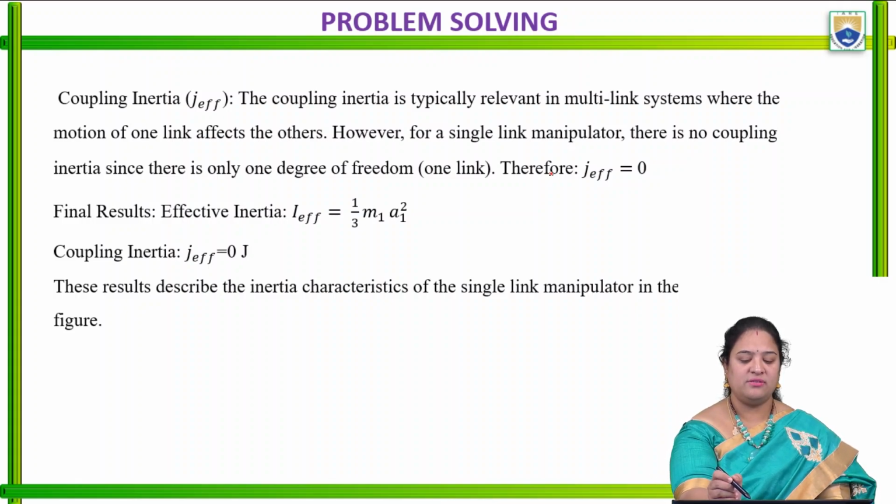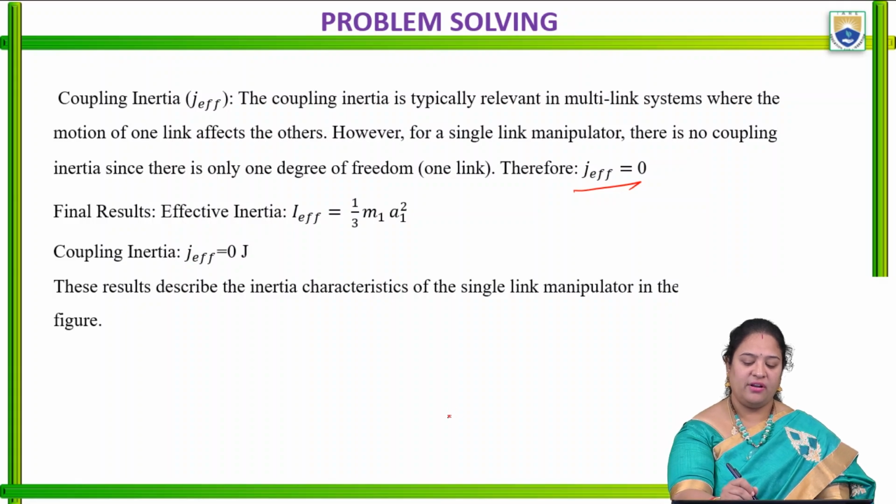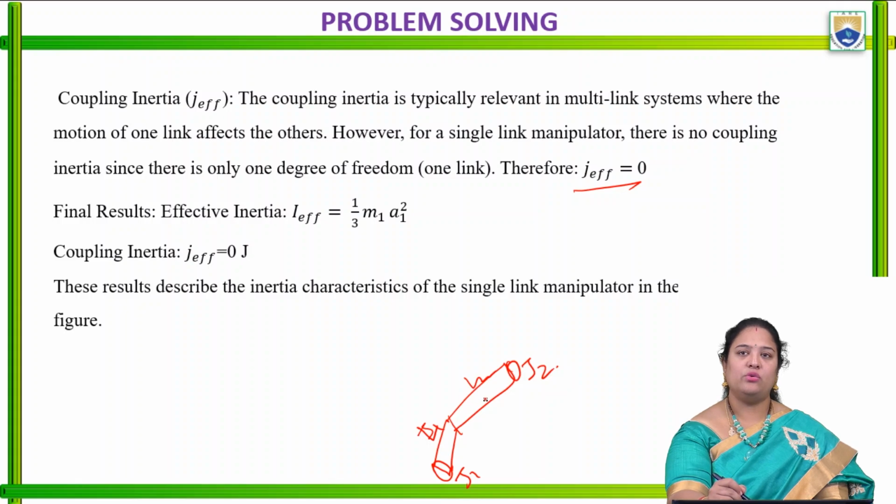Coupling inertia is, again, written as J effective. Now, the coupling inertia is nothing but the relevant multi-link system where the motion of one link is affecting the other, right? This is link 1 and this is link 2, and this is joint 1 and this is joint 2. So, when we are considering two manipulators, here one link is affecting the other. That is a multi-link system where the motion of one link affects the other link.